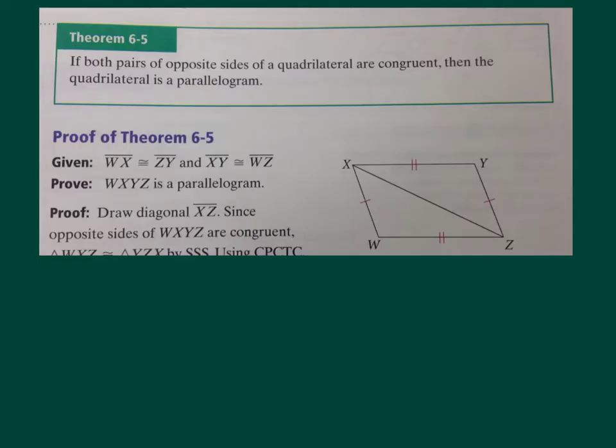Our first theorem in this lesson states, if both pairs of opposite sides of a quadrilateral are congruent, then the quadrilateral is a parallelogram. So, we're given that both pairs of opposite sides are congruent. We've got to try to prove it's a parallelogram. How are we going to do that? Well, we've got to get both pairs of opposite sides parallel.